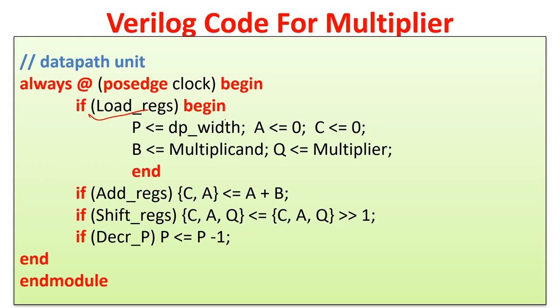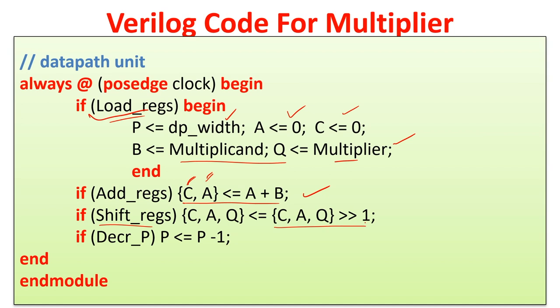So this is the controller, and what is the data path? Data path means whichever signal got activated, do the work based on that. If load register is activated, then P is equal to DP width, initialize A and C, and initialize B with the multiplicand and Q with the multiplier. Whatever we stated in the ASM chart, the same thing we are doing in the data path unit. If you get an add register signal, then C and A is equal to A plus B. That means add A and B and generate A and C, where C is the carry and A is the partial sum. And every time you get a shift register signal, you shift it.